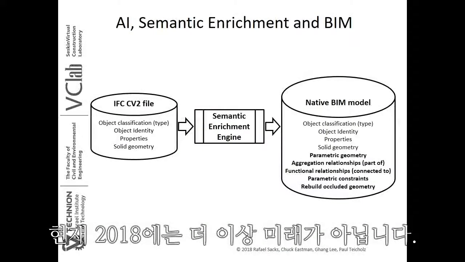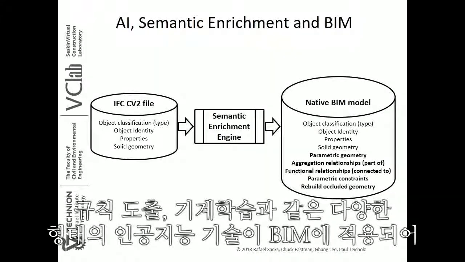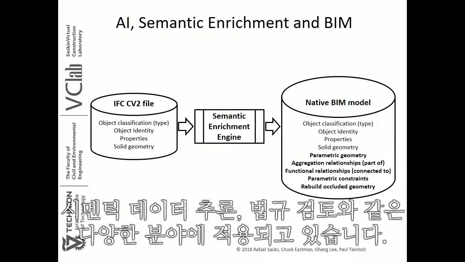Perhaps things that we predicted in 2011, which took some time to bear fruit, and now 2018 is no longer a future prediction, but in fact a description of something that's happening right now, is that artificial intelligence in its various forms, including rule inferencing and machine learning, is being brought to bear both for semantic enrichment and for code checking within building information modeling.